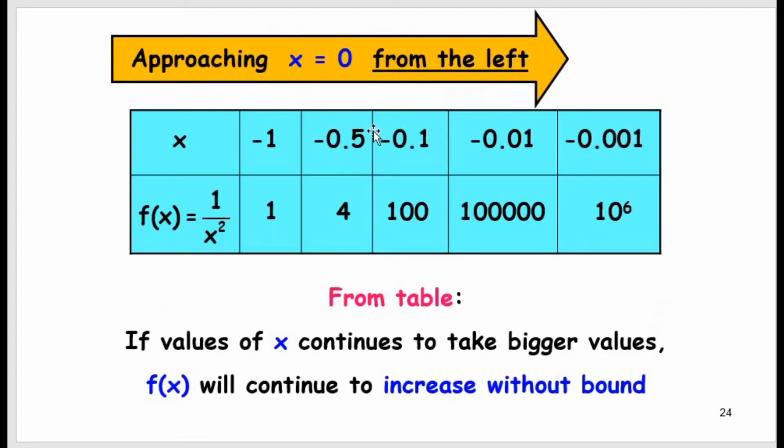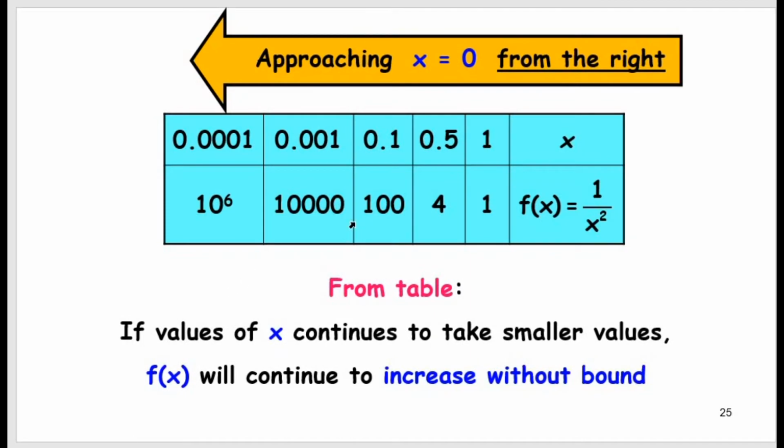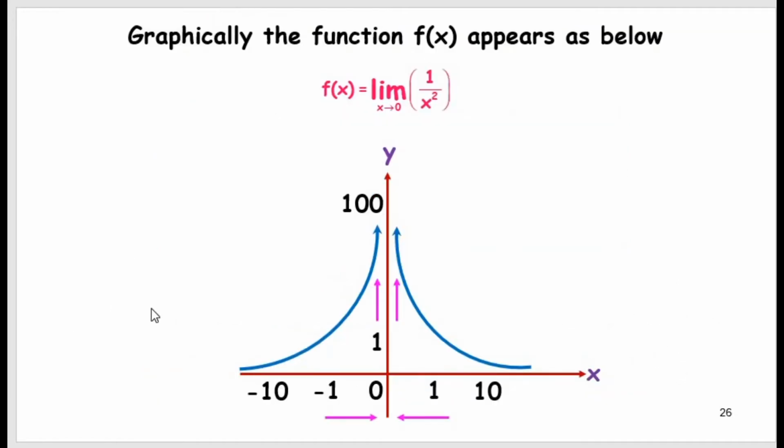Okay, for example, if I try to find x approaching 0 from left, then I can see that the value of x continues to take bigger value and f(x) will continue to increase without bound. So it's increased without bound. Okay, how about if I take x approaching 0 from right? So if the value of x continues to take smaller value, then I can see that f(x) will continue to increase without bound. Okay, so graphically, the function f(x) appears as below.